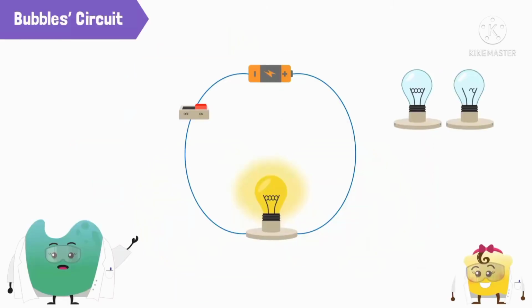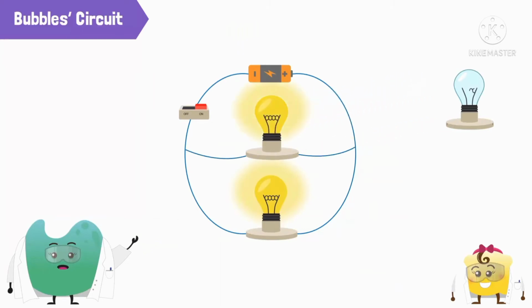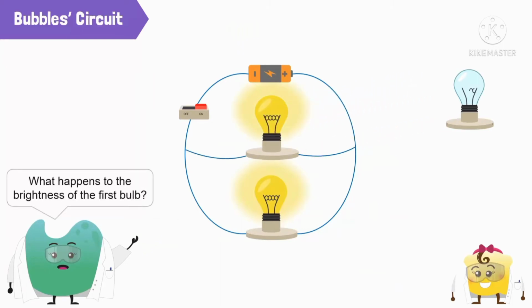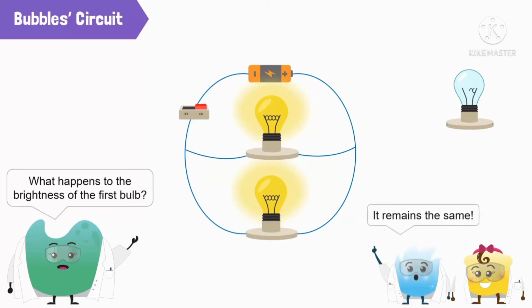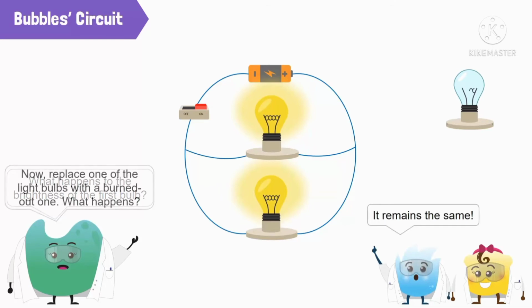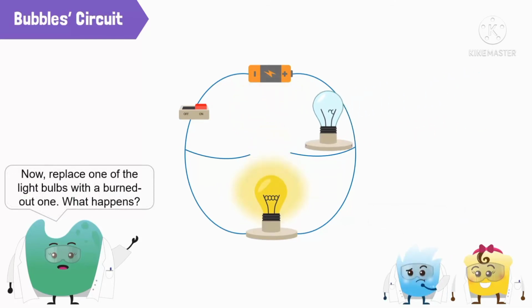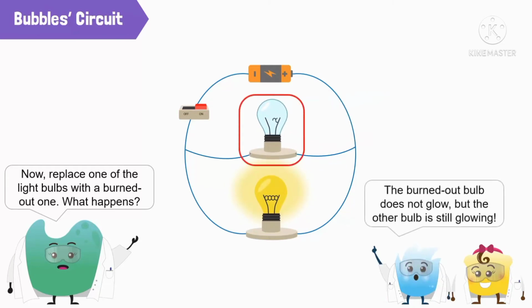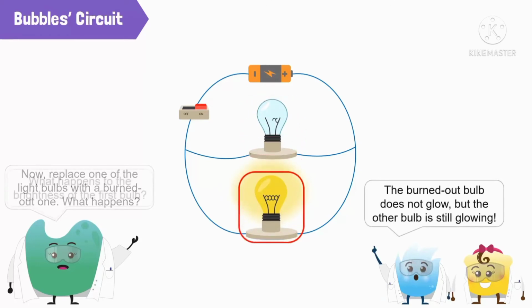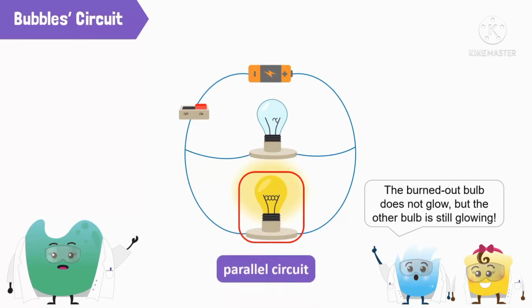Now let's try Bubbles' suggestion. We'll add another bulb above the first one. What happens to the brightness of the first bulb? It remains the same this way. Correct. Now replace one of the light bulbs with the burned out one. What happens? The burnt out bulb does not glow, but the other bulb is still glowing. It is not affected. Excellent observation. This is a parallel circuit.